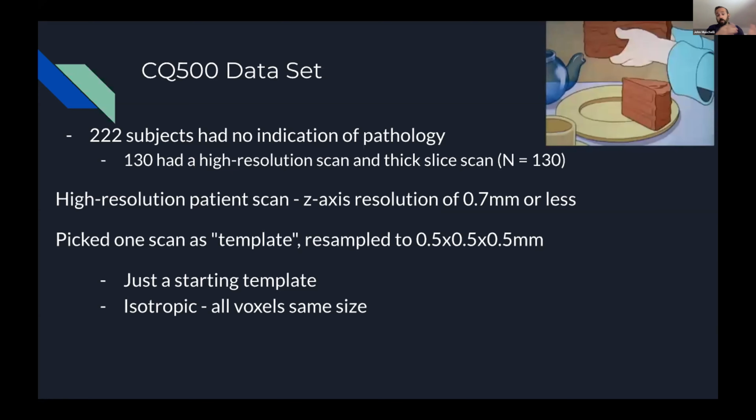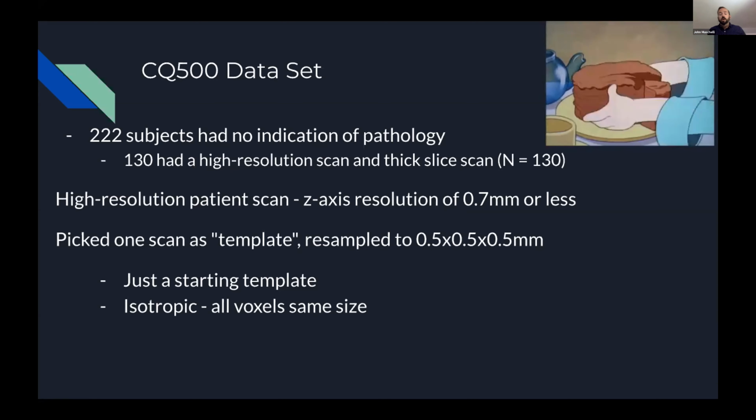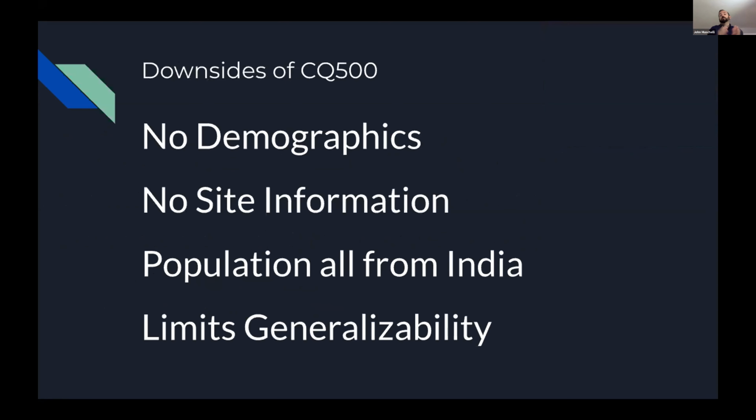So I don't want it to be like 0.5 by 0.5 by 1 or something else like that. If you've never worked with brain images, voxels are essentially 3D pixels, and that's the kind of smallest unit of measurement in a brain scan. So we picked this one template and resampled it to a cube. We have an entire big image, now with fine-grained little voxels in there, and now we're going to create a template from that.